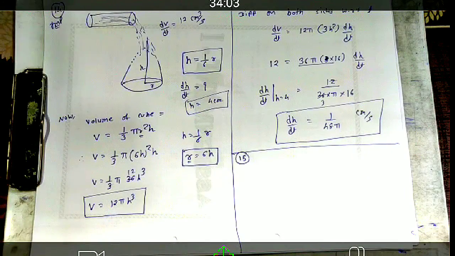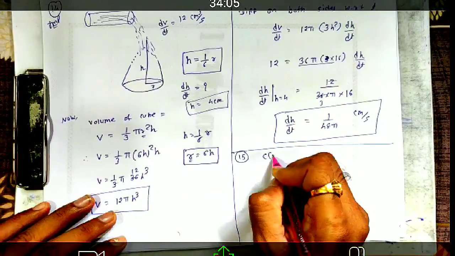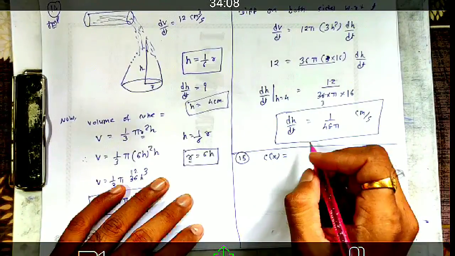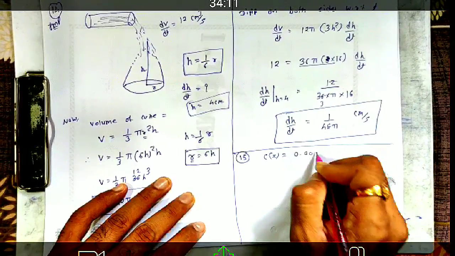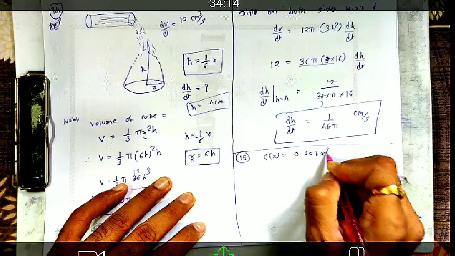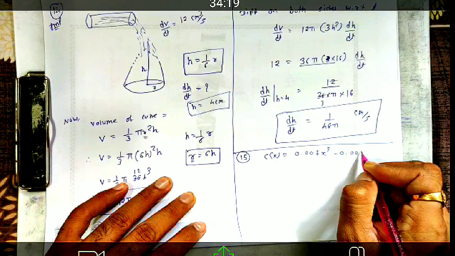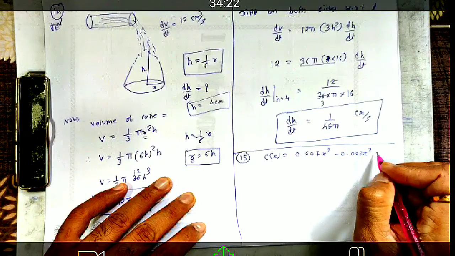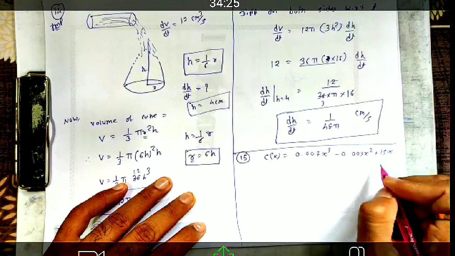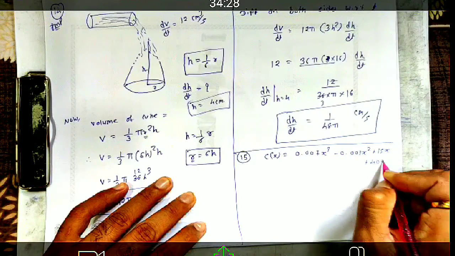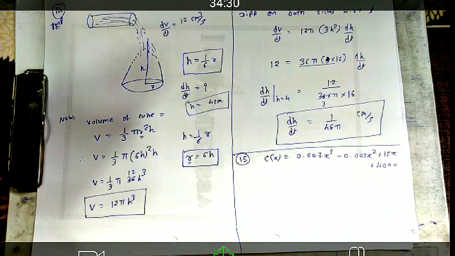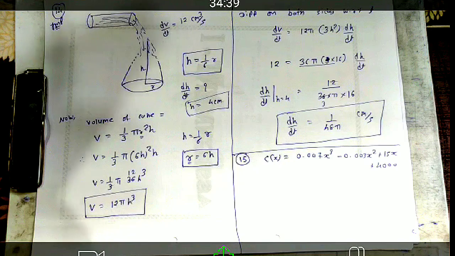The total cost C(x), total cost is given, which is a function of x, which is 0.007 x cube minus 0.003 x square plus 15x plus 4000. Right? The total cost in Indian rupees associated with the production of x units, है ना. एक कोई कंपनी है वो जो कुछ प्रोडक्ट है उसका प्रोडक्शन कर रही है.